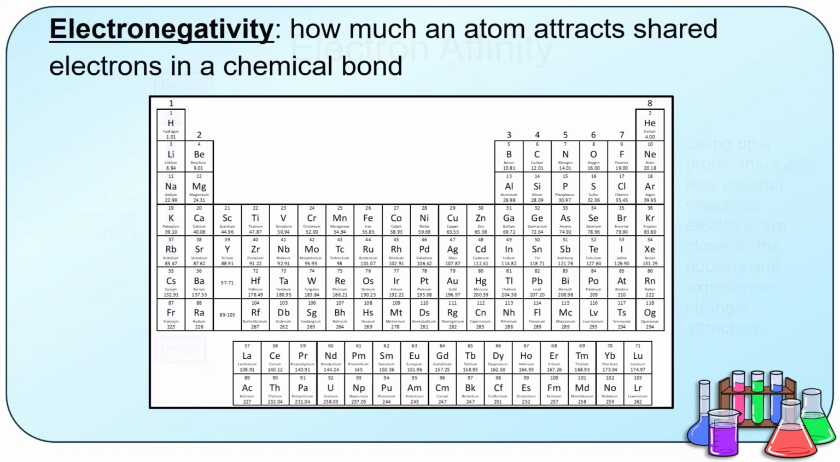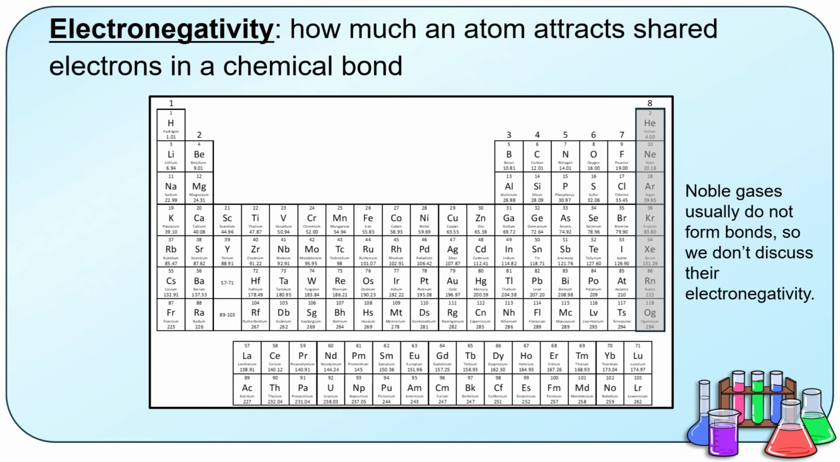The last trend is electronegativity. This trend is almost the same as electron affinity, there's just a slight difference in definition. Electronegativity is for bonded atoms, and it looks at how much an atom attracts shared electrons in a chemical bond. Just like electron affinity, noble gases don't participate because they don't want to disturb their full valence shells, so they usually don't form bonds. Among the rest of the elements, this is how electronegativity increases. Fluorine has the highest electronegativity and francium has the lowest.